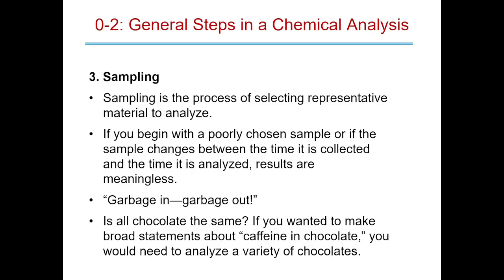It wasn't calibrated right. Sampling. So sampling is going to be the process of selecting representative material to analyze. Let's think of it this way. If I want to look at the composition of a human being, and I grab a piece of hair, is that going to give me the composition of a human being? No. Actually, picking a sample for the composition of a human being is going to be very difficult, right? Hell, I could pick a whole human being, right?